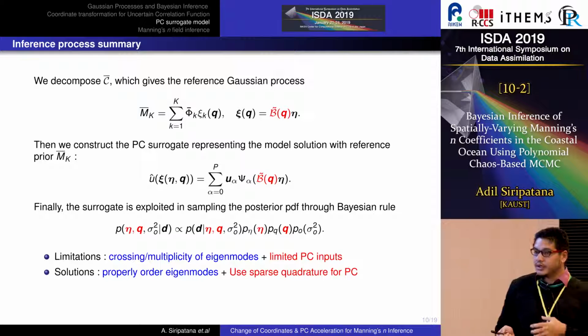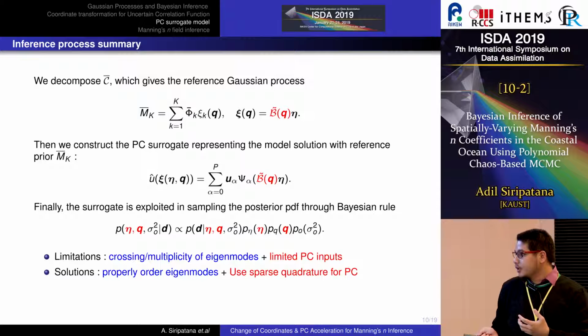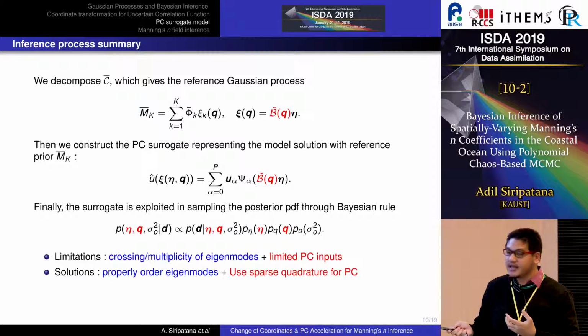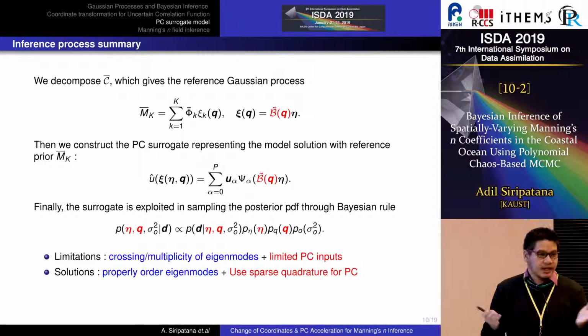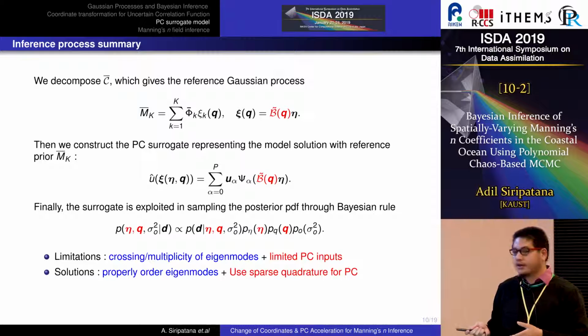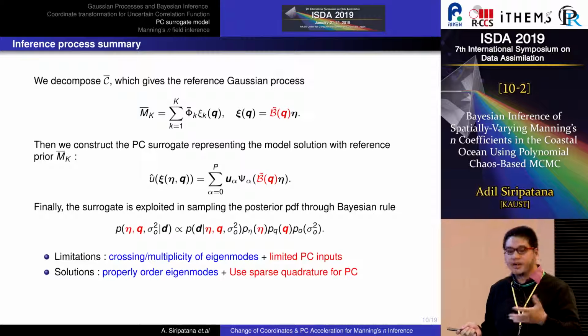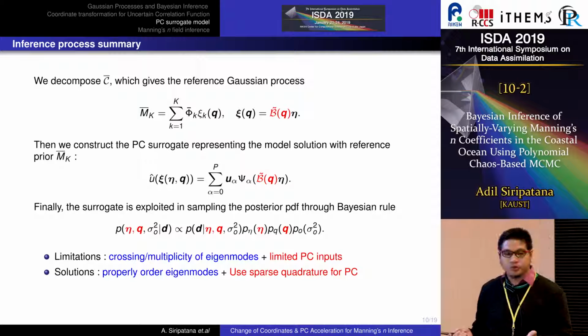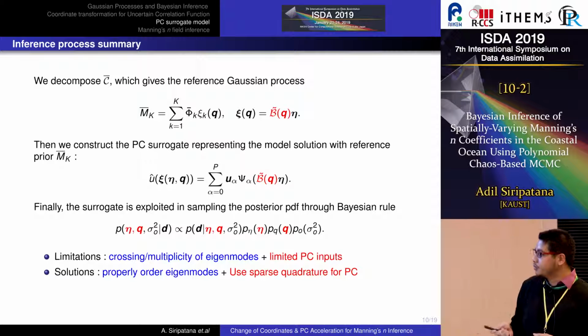Another limitation is the number of PC inputs. Basically, we cannot have a very large eta. We can have around 10, because otherwise the construction of the PC surrogate will be expensive. This can also be improved by using sparse quadrature in the PC expansion.